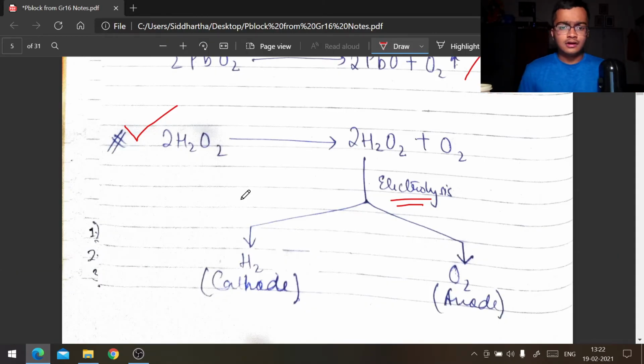So I was telling that electrolysis of hydrogen peroxide, H2O2, also gives 2H2O plus oxygen, where you perform electrolysis and obtain hydrogen at the cathode and also oxygen at the anode.